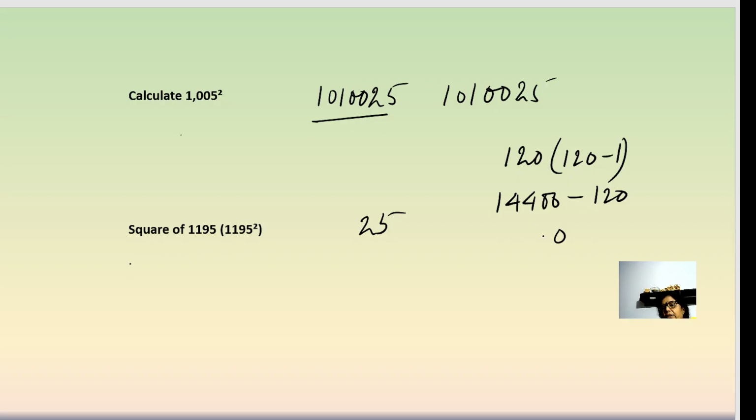10 minus 2 is 8. 3 minus 1 is 2. And you get 14280. So your answer is 14280. If you want, you can do this mentally also. If you want, you can write it down, 14280. So this is your answer.